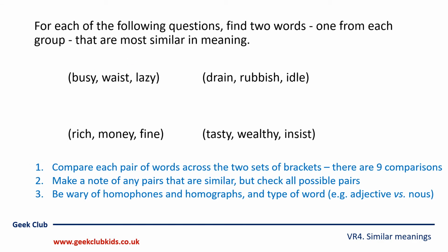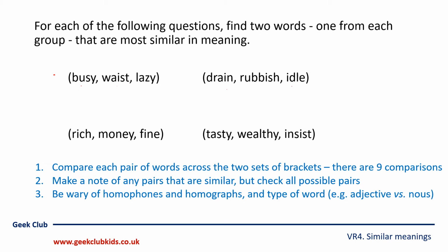Let's try a couple more of these questions, and these two are slightly trickier. We'll do the top one first. So again, we have two sets of words and we need to find one word from each group which are similar in meaning. So let's do the comparisons. We've got busy and drain. Nope. Busy and rubbish. Nope. Busy and idle. Idle means lazy. So no, they're not similar.